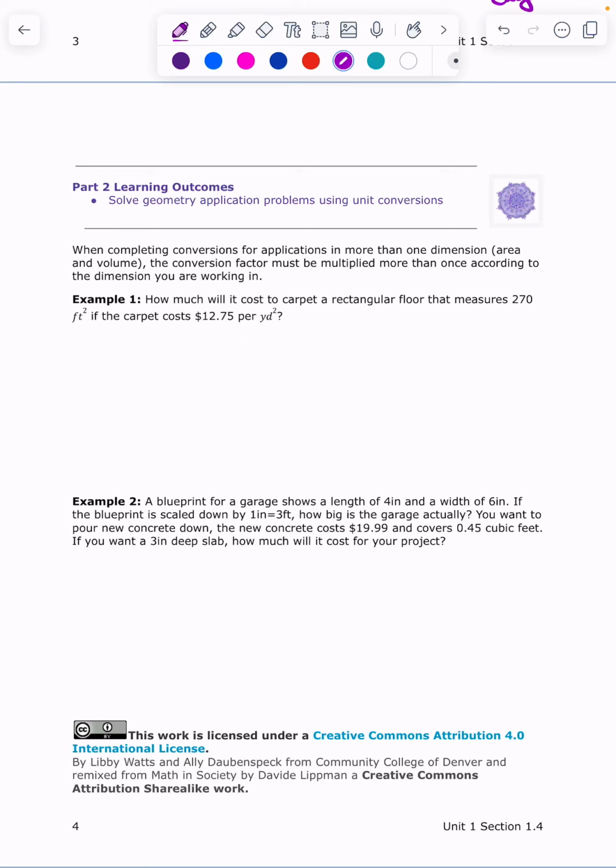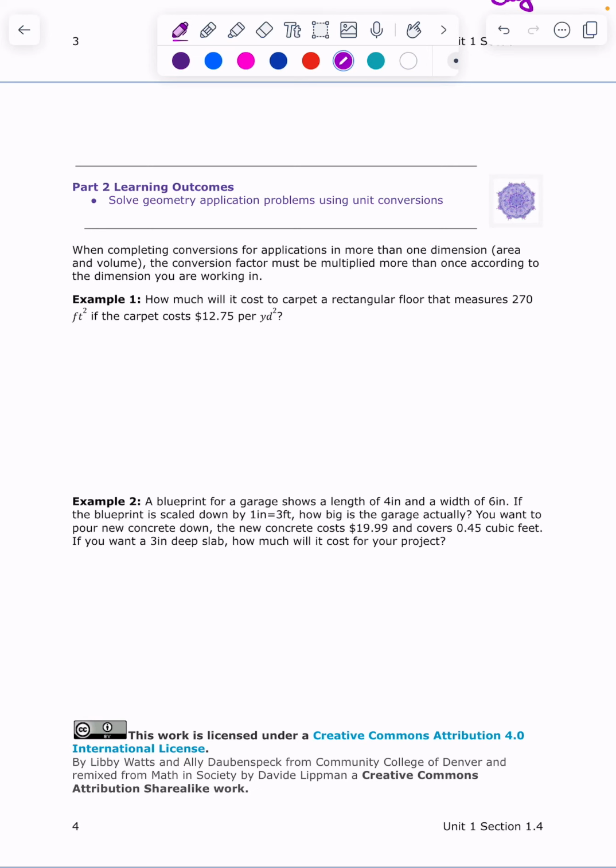When completing conversions for applications in more than one dimension, area and volume, the conversion factor must be multiplied more than once according to the dimension you're working in. All that's saying is if you're working in square units, when you do the conversion, you have to square everything. If you're working in cubic units, when you do the conversion, you have to cube everything.